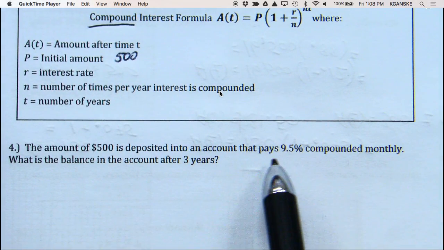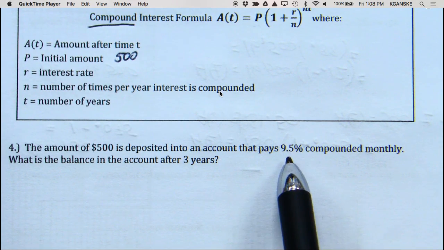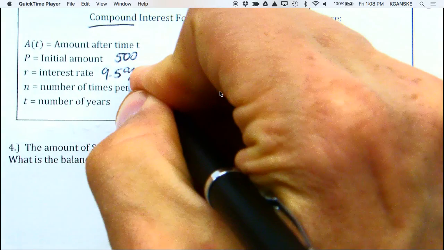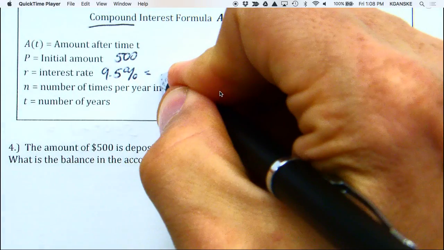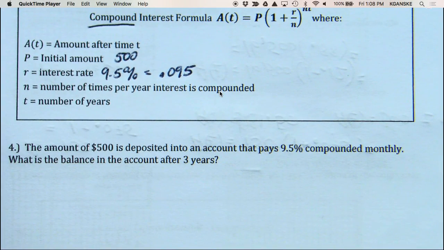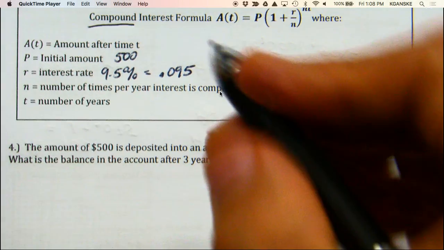And it's deposited into an account that pays 9.5%. So that's the rate, and as a number, that's 0.095, right? Okay, so that's kind of important to do. And then it says it's going to get compounded monthly.